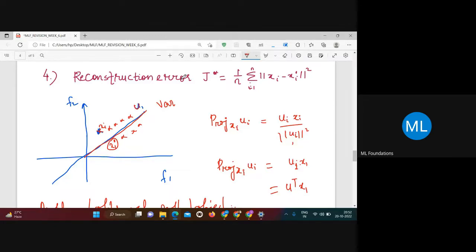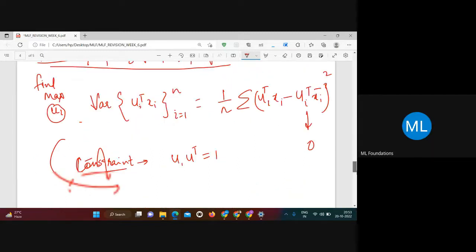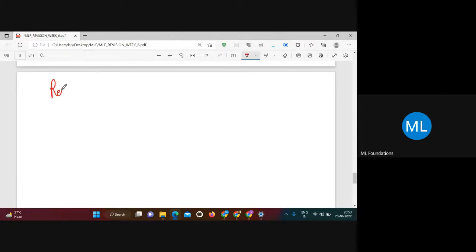The second method is that you can reduce the error. I have this vector xi, and this is the projection. So the projection is this one, and this is the reconstruction error, di. We can do it that way also: minimizing the reconstruction error. Either you are minimizing the reconstruction error or maximizing the variance. From both mathematical statements you'll end up at the same final conclusion, the same direction.